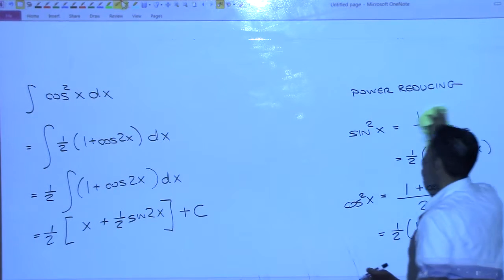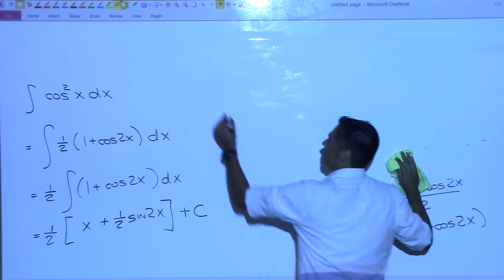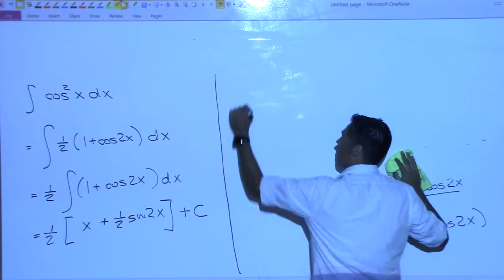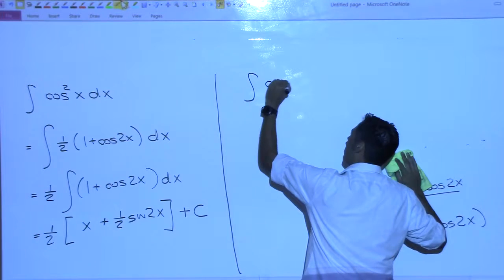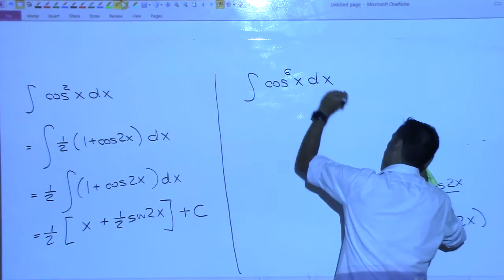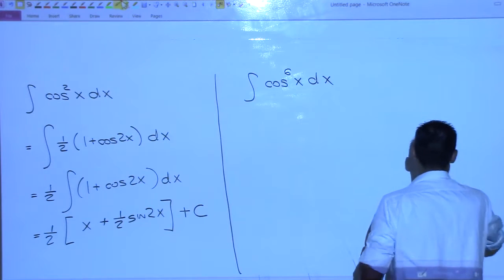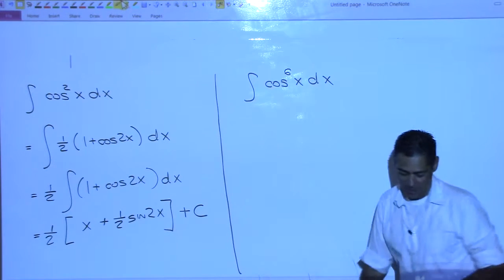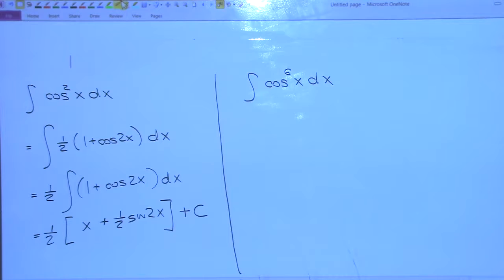Be careful what you wish for. So if it was like cosine to the 6th power... Oh, I'm so glad you said that. Now you're going to see, yeah, here we go. This is a lot of work.